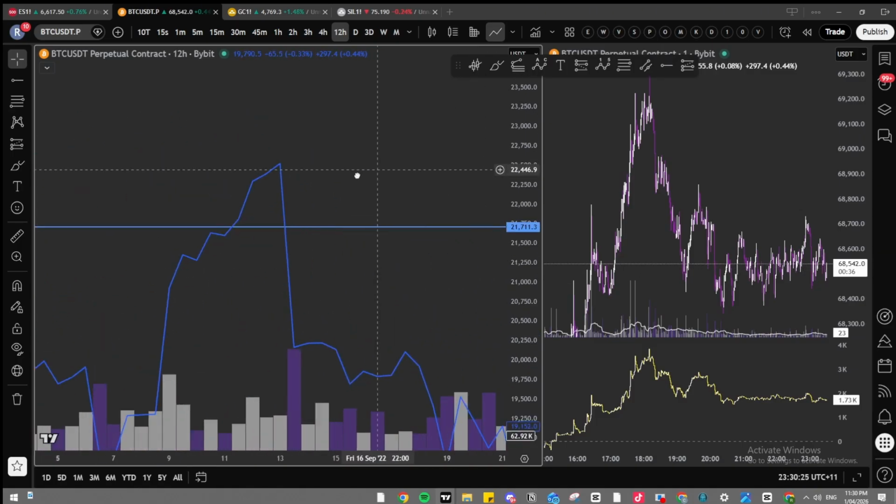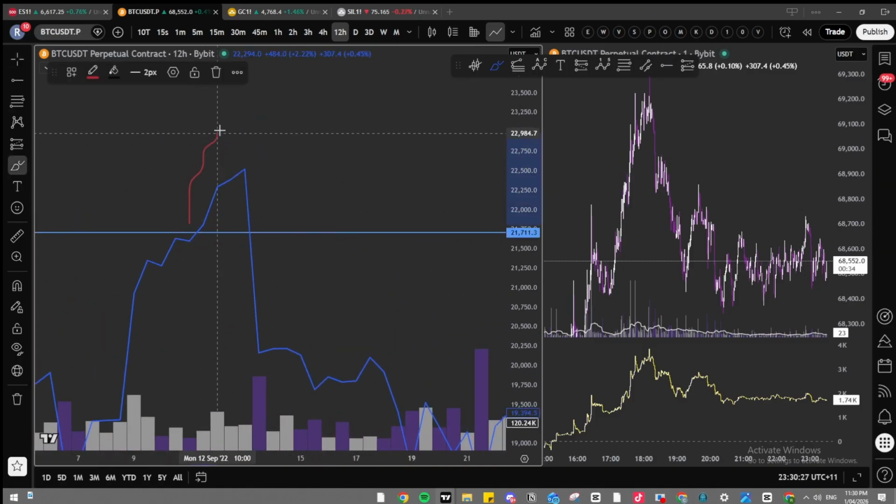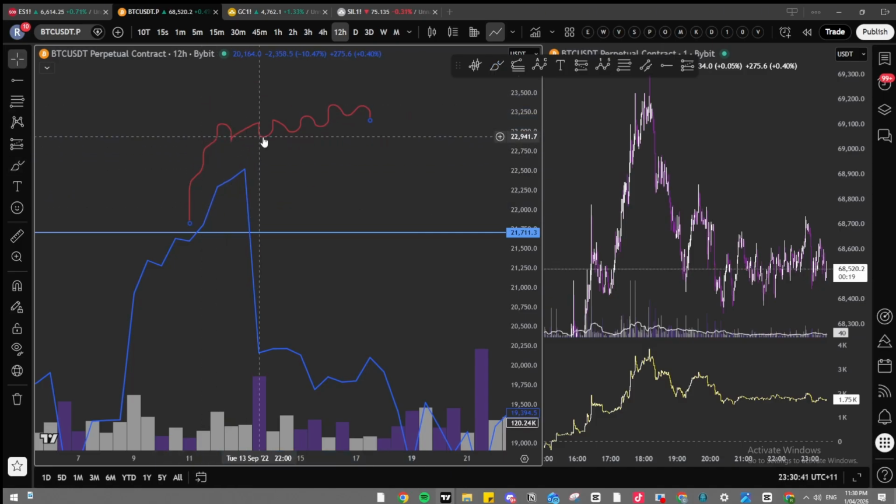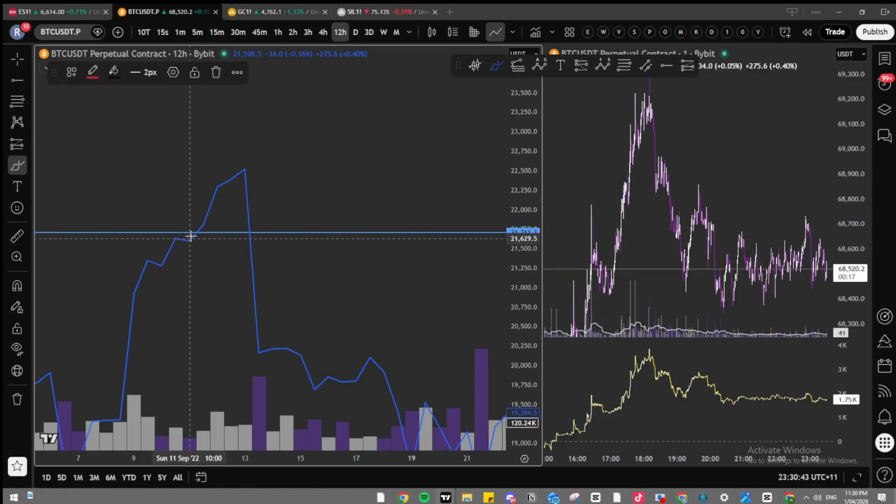I always said that I want to see a break up with aggression, and I want to find some time acceptance above it. Time acceptance, meaning you want to spend a session or two above it. And you also want to make internal higher lows, okay? Which we don't do here. If we were to make internal higher lows, it would have looked something like this. It would have gone up, higher low, higher high, higher low, higher high, higher low, higher high, right?